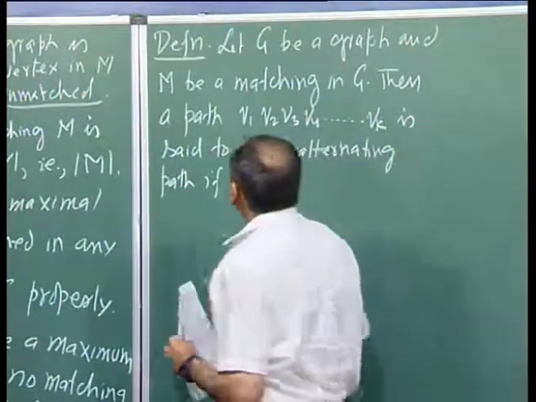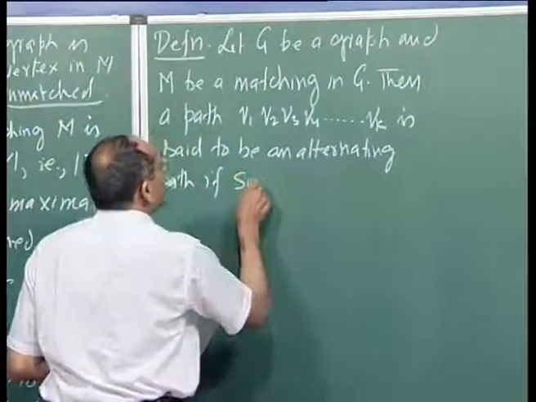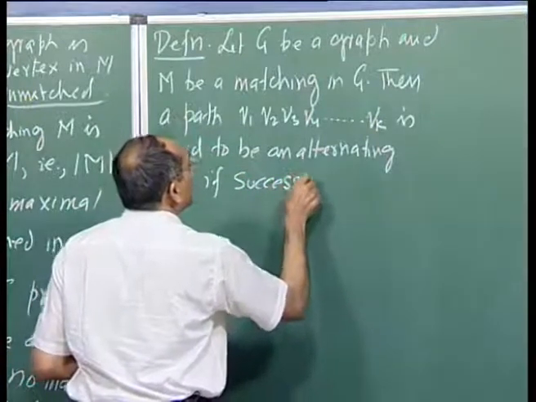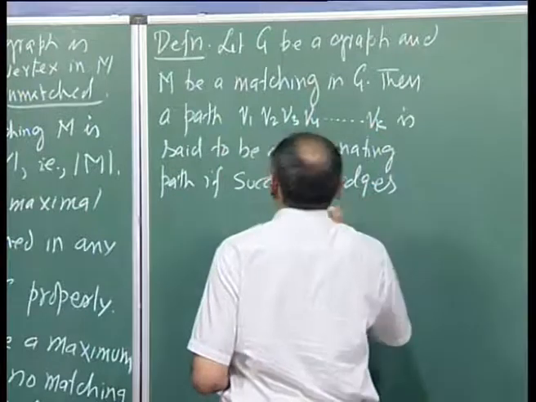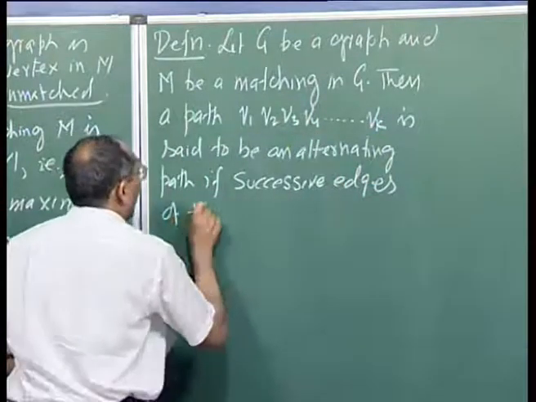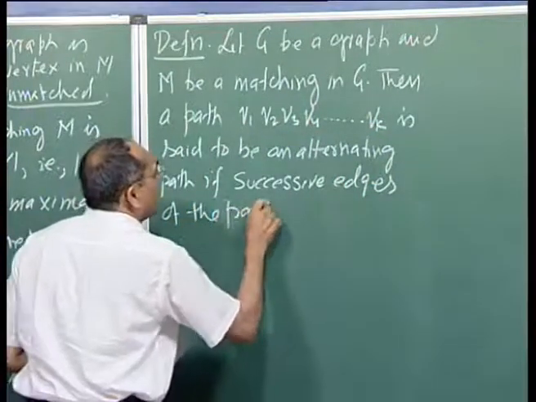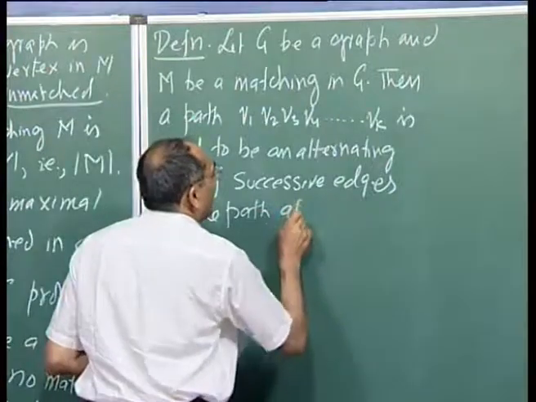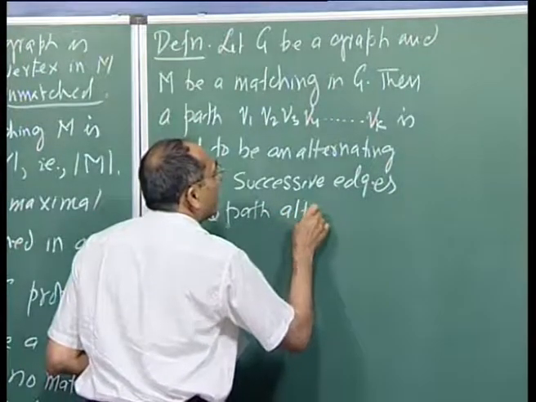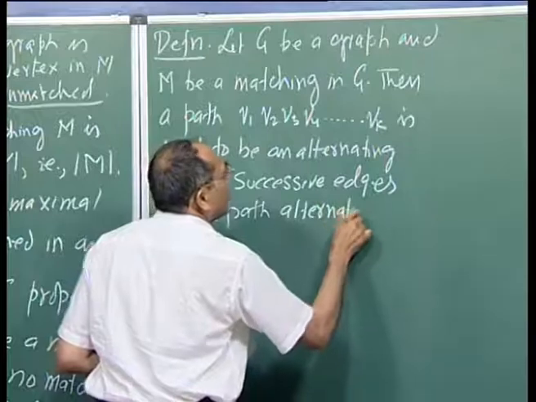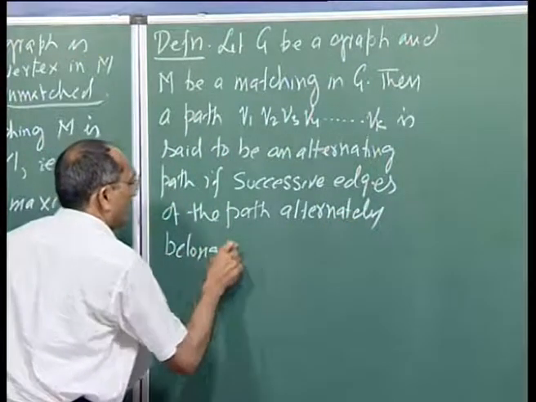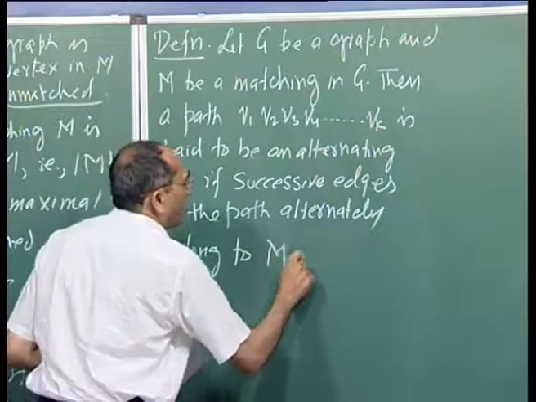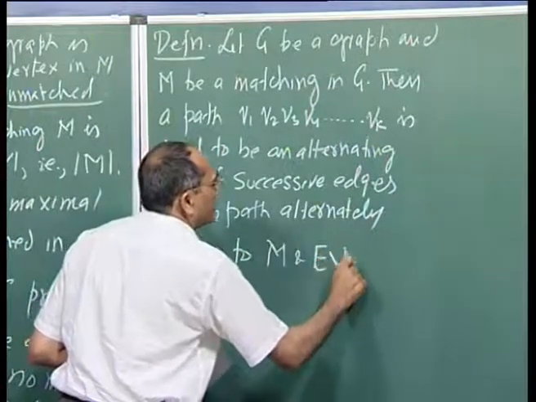So, successive edges of the path alternately belong to M and E minus M.